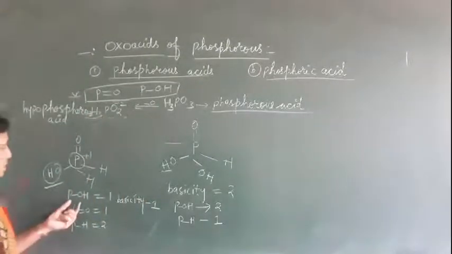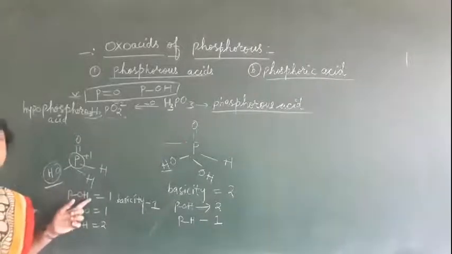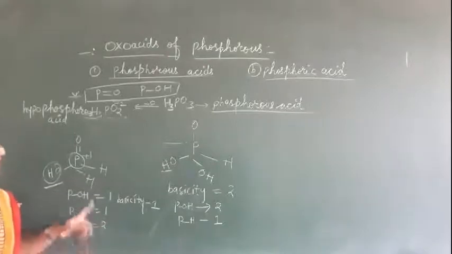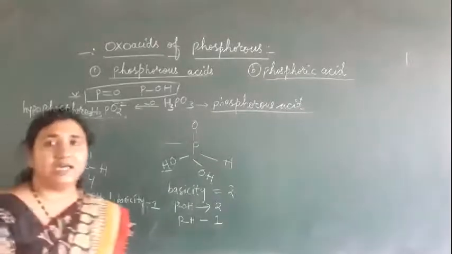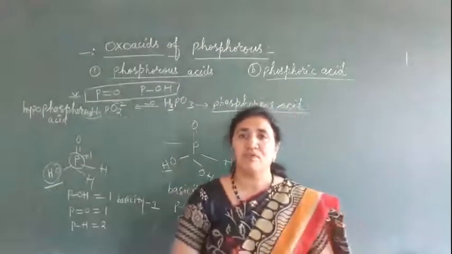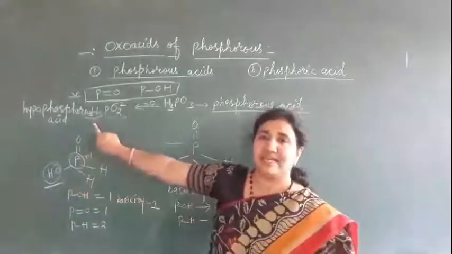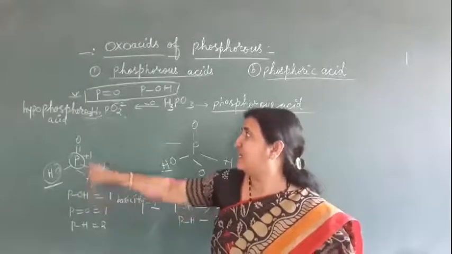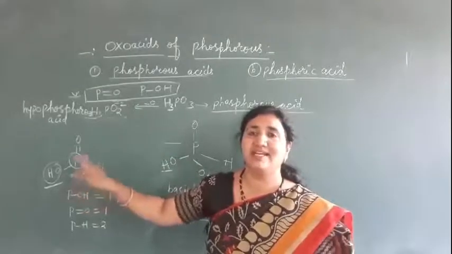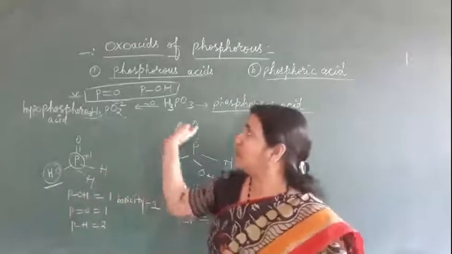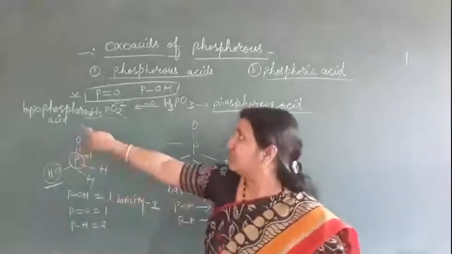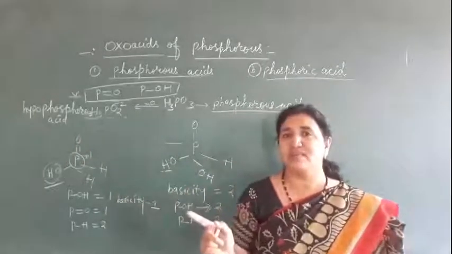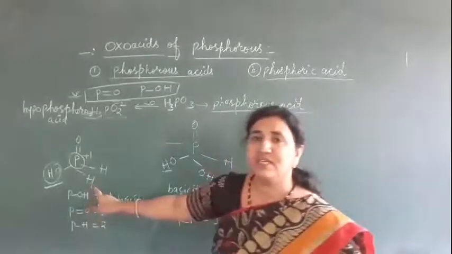In this, the number of P-OH bonds is 1, so basicity is 1 here. And P double bond O, 1 we have here. And here P-H bonds, how many? 2 we have here. So see here, in all oxo acids of phosphorus, this hypophosphorus acid has the maximum P-H bonds, 2 P-H bonds. That's why it is the best reducing agent among all these oxo acids. Okay, so it is a good reducing agent here.